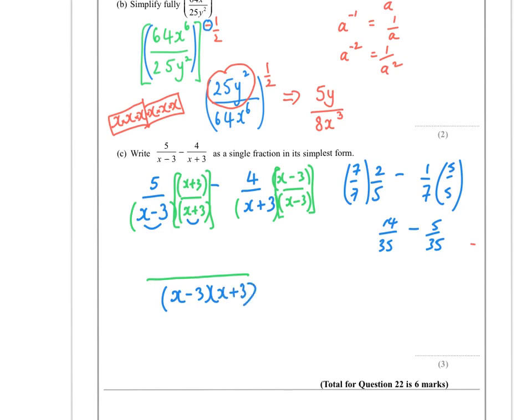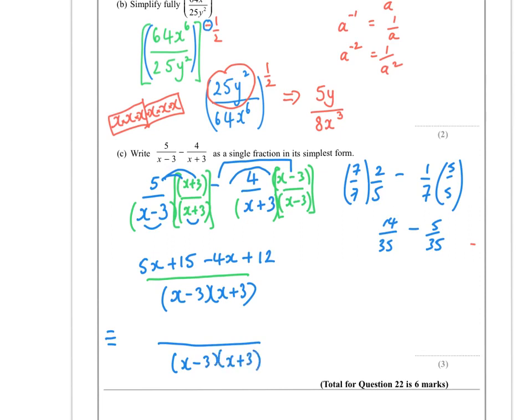And then multiply these parts out, so you've got 5x plus 15. Now be very careful here. Minus 4x, and then the two minuses here would make the plus. 4 3s are 12. And then keep your denominator here. And then you've got 5x, take away 4x is x, 15 and 12 is 27.